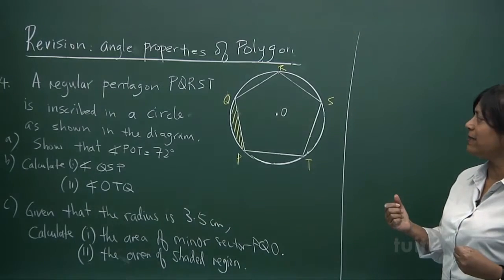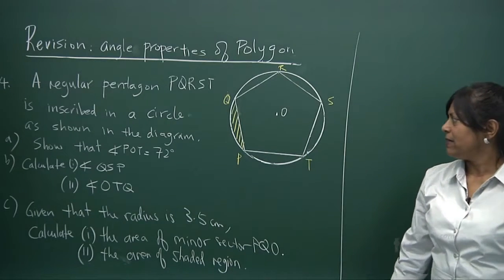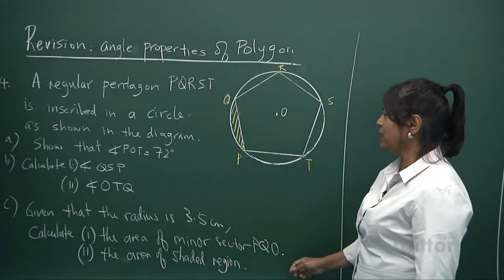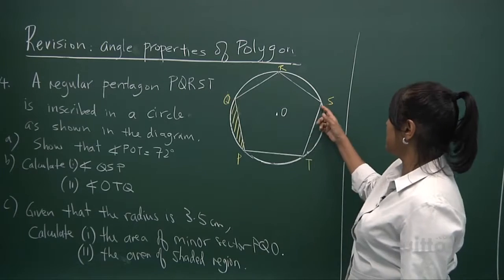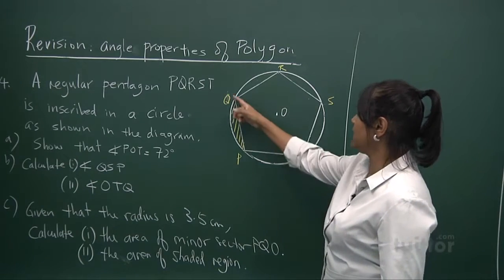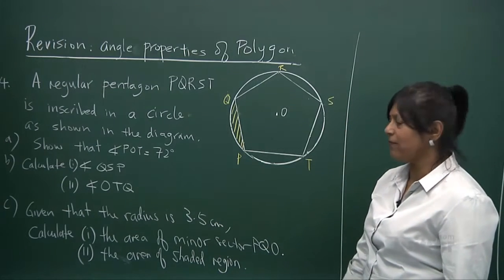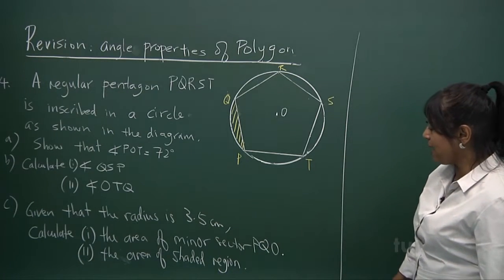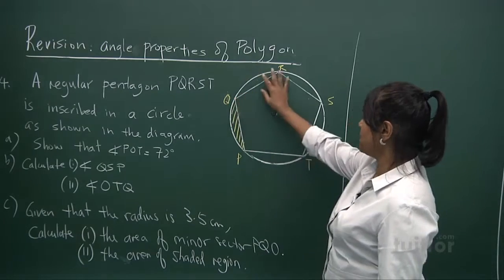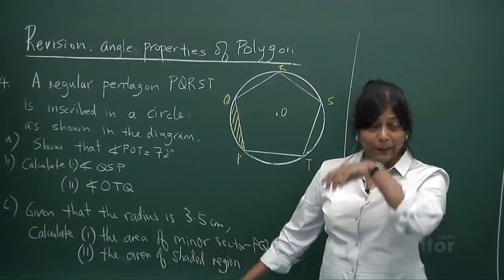You have a regular pentagon PQRST inscribed in a circle as shown in the diagram. They ask you to show that angle POT is 70 degrees, and they want QSP. QSP is here. They want to find that angle, and OTQ. What's that angle? And given that the radius is 3.5, they ask you to find the area of the minor sector PQO. PQO is this sector they want to find out, because you've got a major sector, and they want to find the area of the shaded region. So you can see that they are all connected.